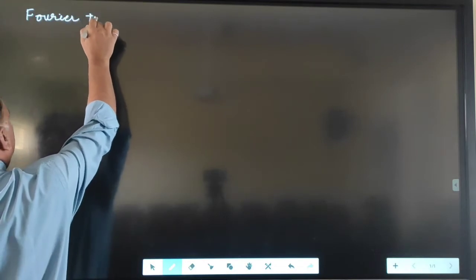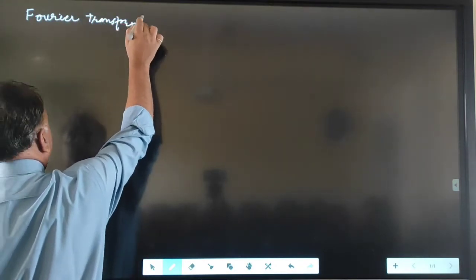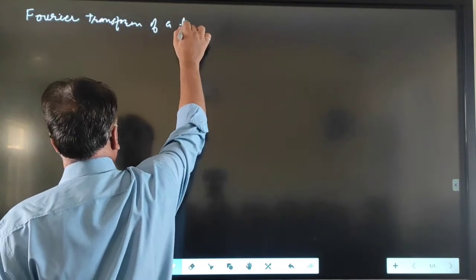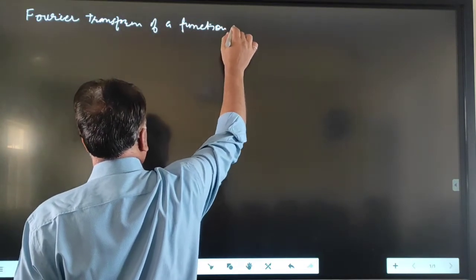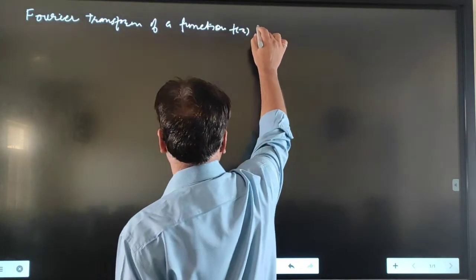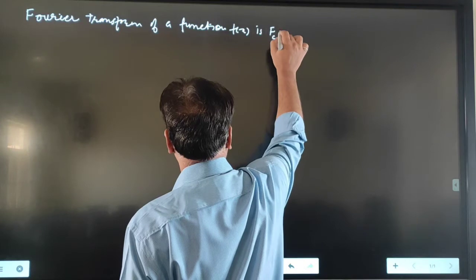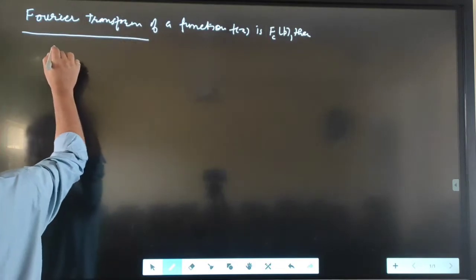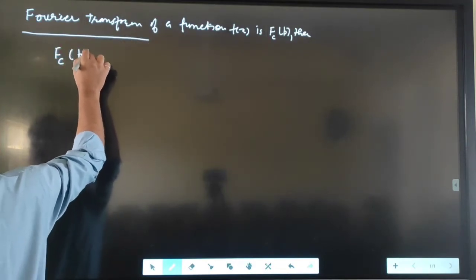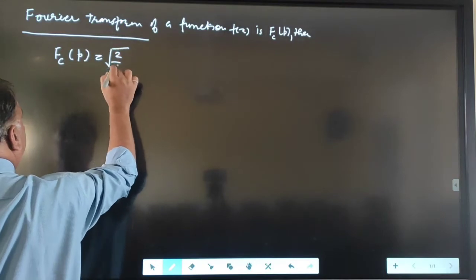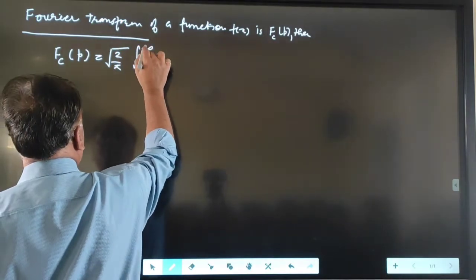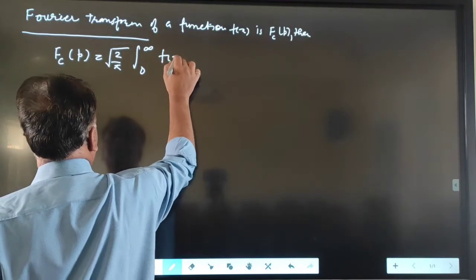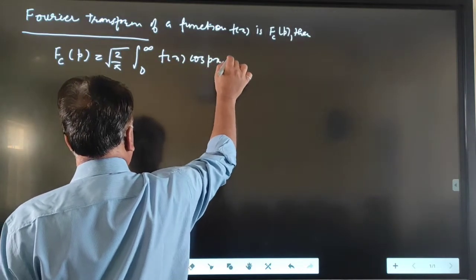As we know that the Fourier cosine transform of a function f(x) is F_c(p), then F_c(p) is equal to root 2 upon pi integral 0 to infinity f(x) cos px dx.